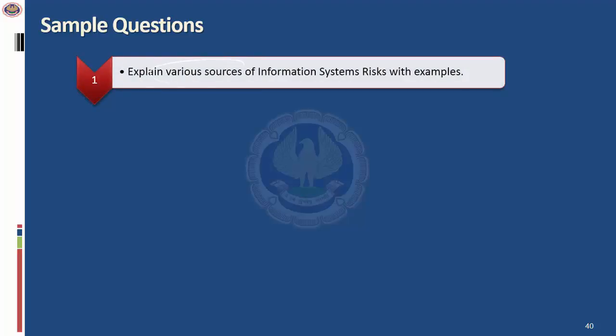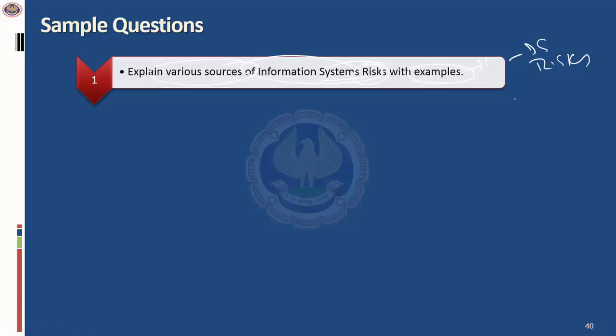Explain various sources of information system risk with examples. Now, if you remember, we already covered the different sources from which the risk can occur. Remember, when you look at the question, understand the context. Here they're not talking about risks in general, they're talking about information system risks. When you're giving examples, give examples pertaining to information system risk, and not the general risks.